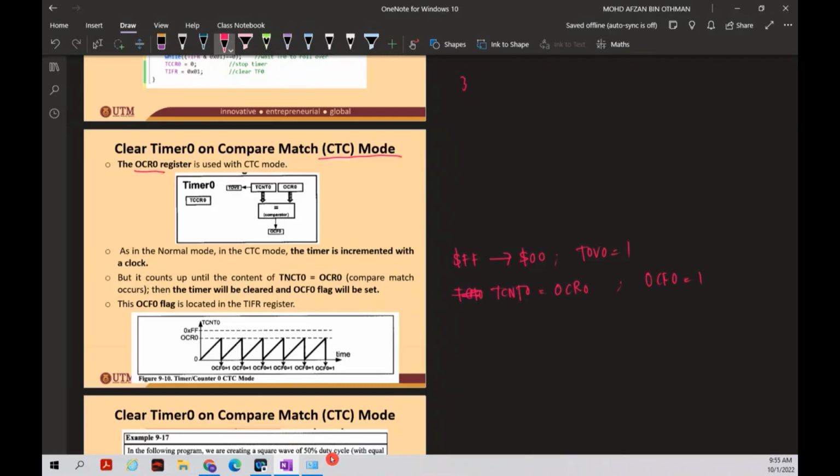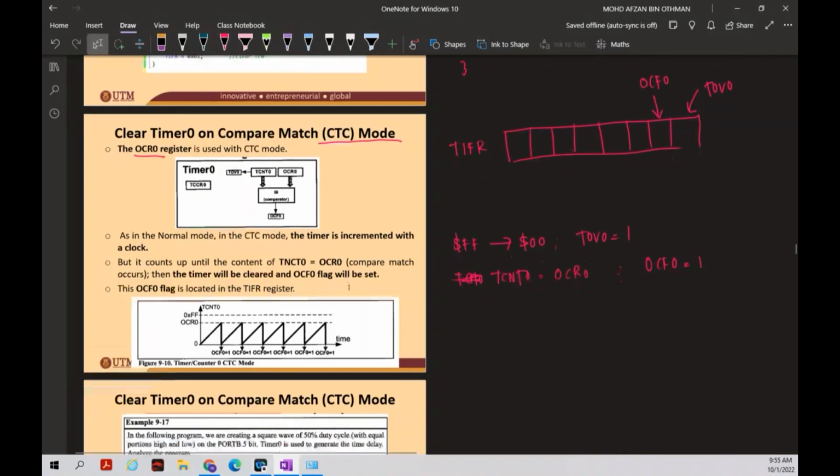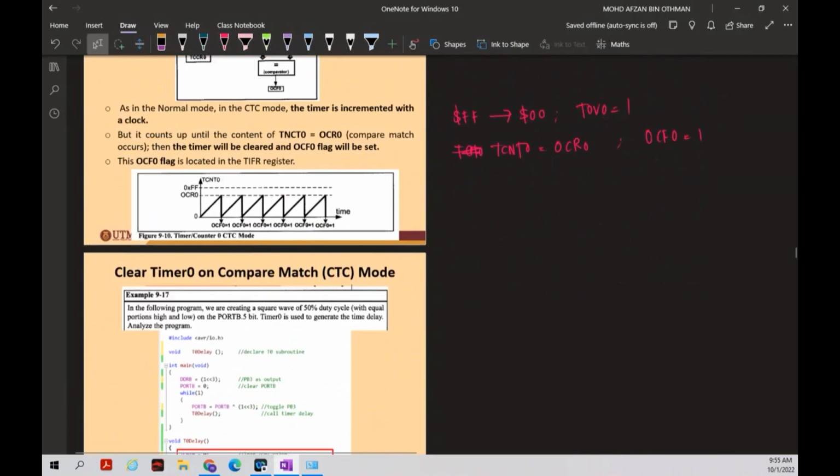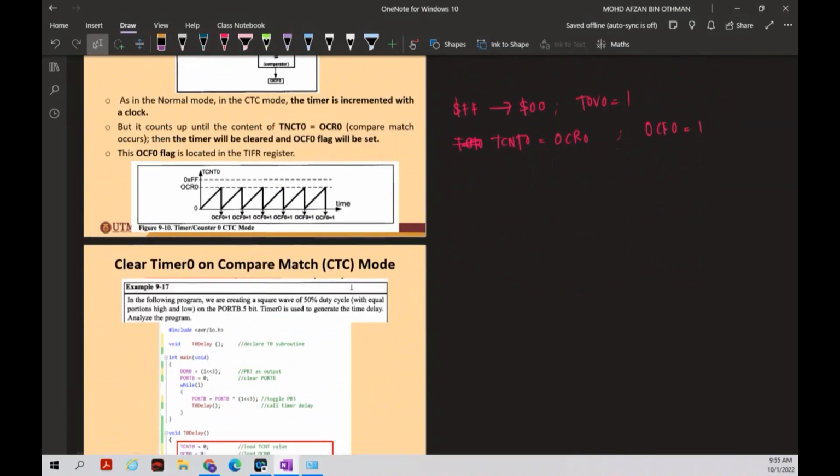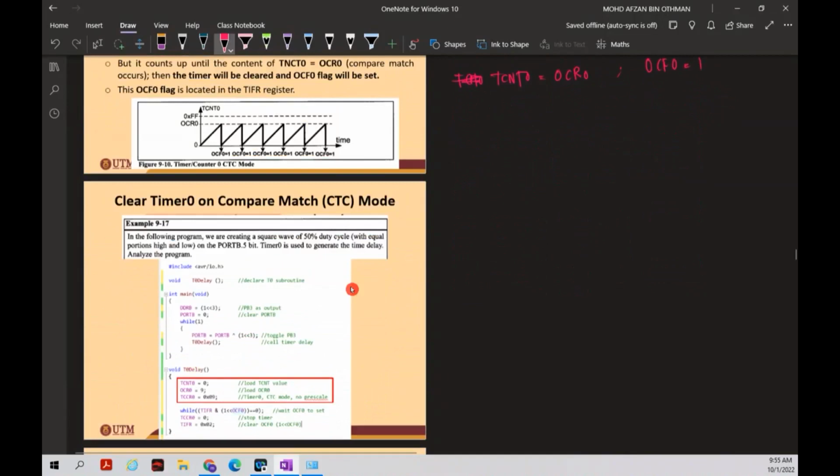This OCF0 flag is located in the TIFR register. So this is your TIFR register, you have 8 bits. This bit here is for the TOV0 and your OCF0 is at this bit, bit 1 inside your TIFR. I think we stop here. This is the introduction for the CTC. Next class, we're looking at how to write the compare match mode.